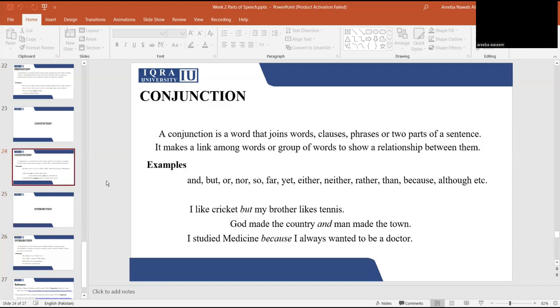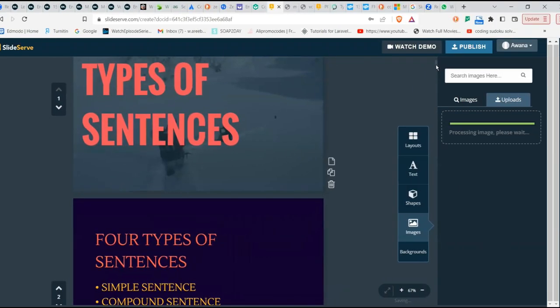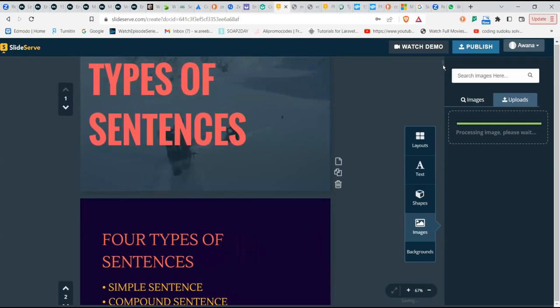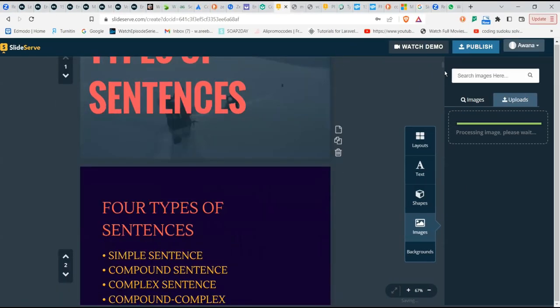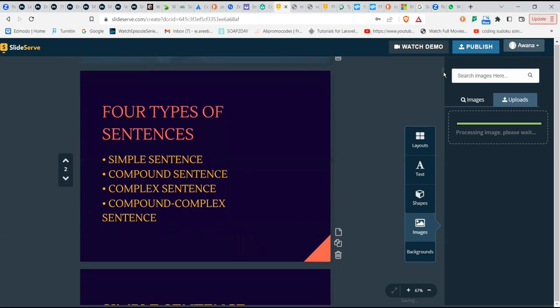Okay. So since it's been half an hour and the session is about to end, now we are covering types of sentences. There are majorly four types of sentences: simple sentence, compound sentence, complex sentence, and compound complex sentence.